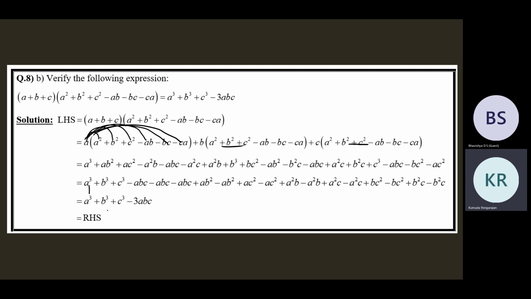So see here, the answer is only this: a cube plus b cube plus c cube minus 3abc. The rest of the terms get cancelled. A cube, b cube, c cube, and minus abc, minus abc, minus abc is minus 3abc. The rest of the terms, they get cancelled.